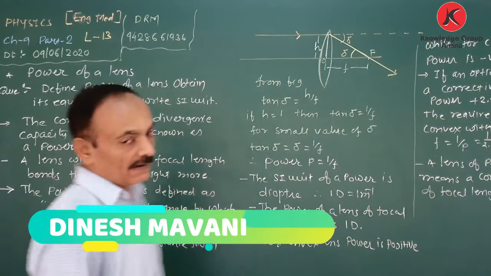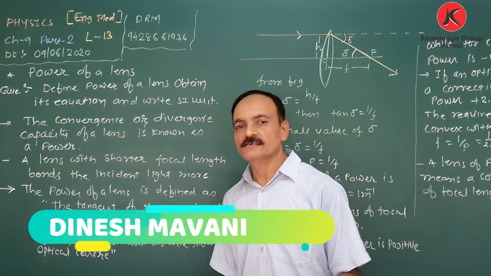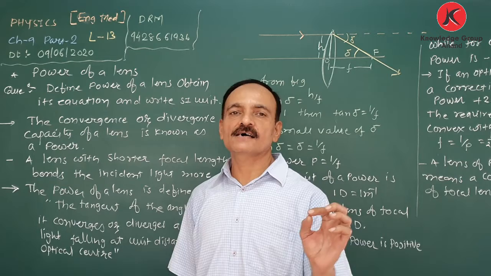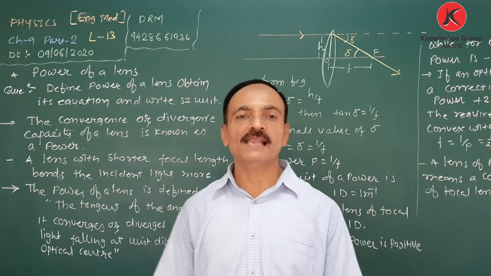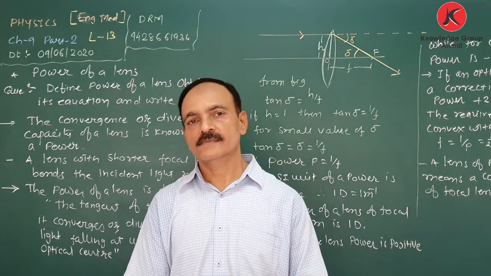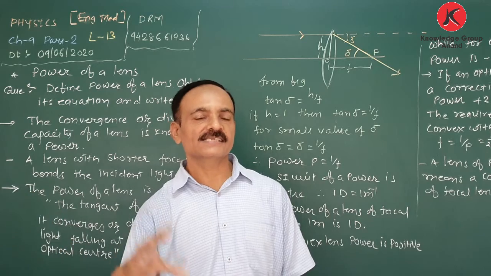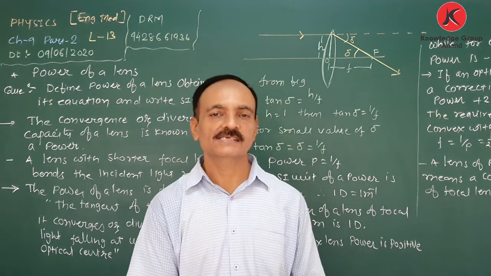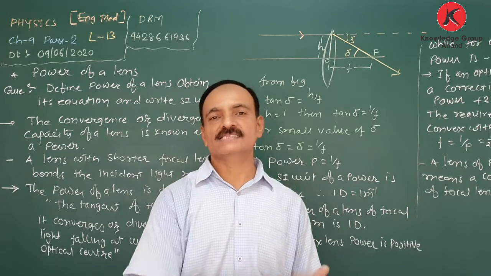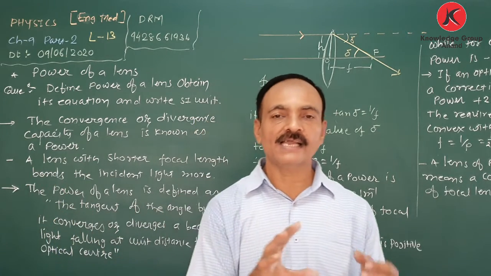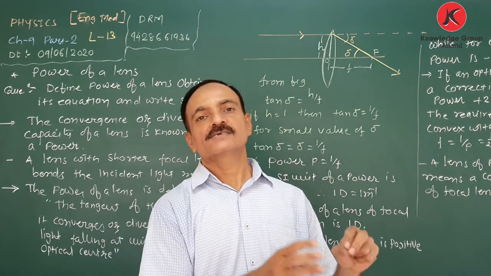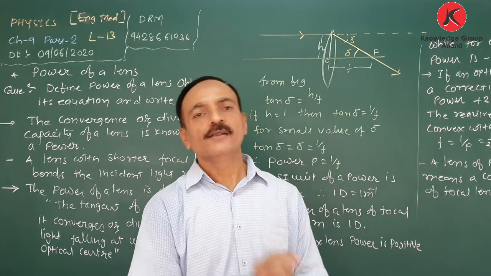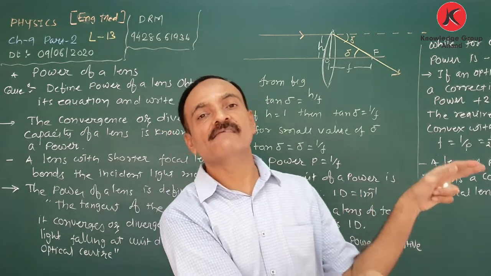Okay, now power of a lens. What is the power? We know that the convex lens focuses the beam of light incident on it. That means if parallel rays are incident on a convex lens, they are focused at the principal focus of the lens. While in case of a concave lens, if a beam of parallel light is incident on it, this parallel beam after refraction is not focused but diverges.